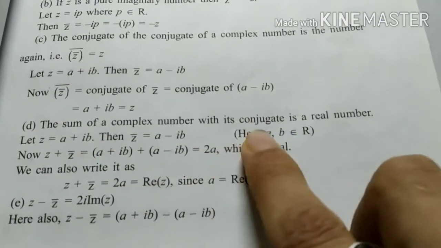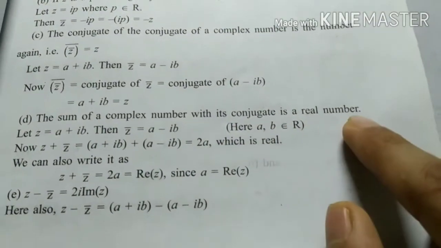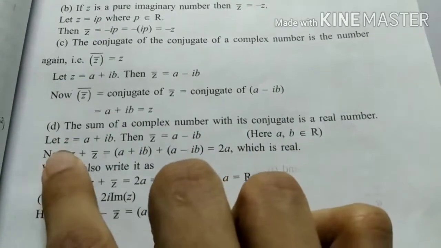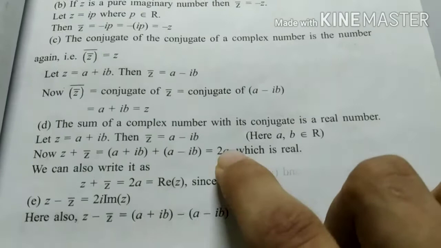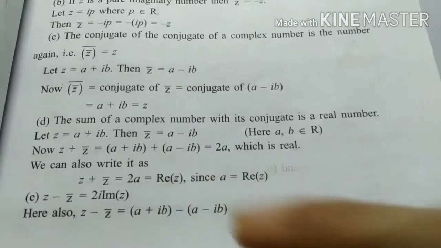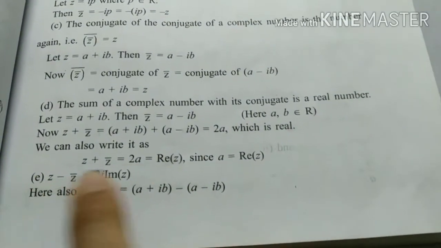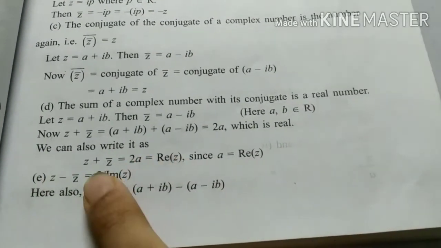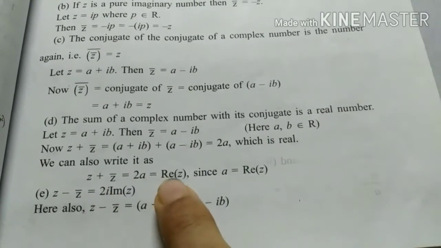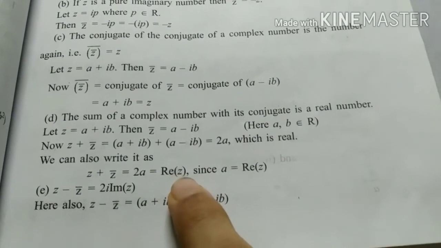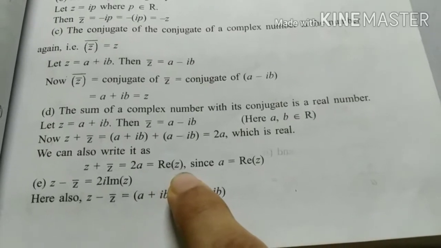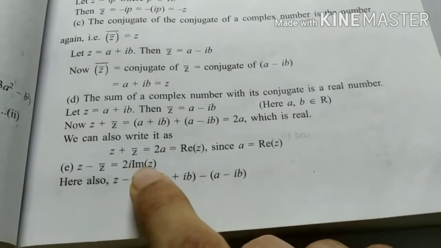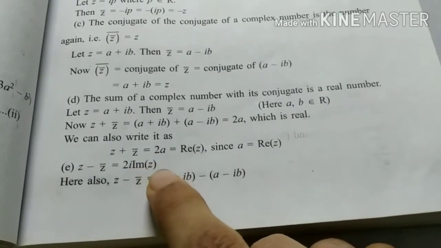The sum of a complex number with its conjugate is a real number, because if z is a plus ib and z bar is a minus ib, then z plus z bar will be twice a. Understand? It will be a real number. The imaginary part will cancel out and go. Next, z plus z bar is equal to twice a. We can also write it as z plus z bar equal to twice the real part of z, Re z. And z minus z bar becomes 2i times the imaginary part of z, Im z.